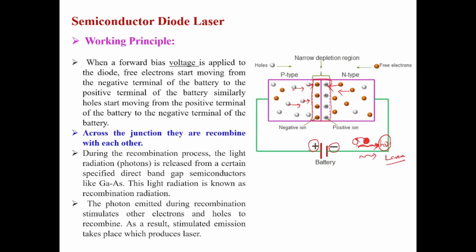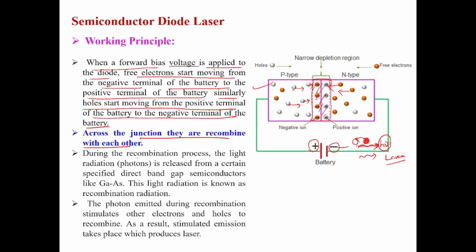This is the simple principle of the semiconductor diode laser. The same thing is written here. You can see, when forward bias voltage is applied to the diode, free electrons start moving from the negative terminal of the battery to the positive terminal. Similarly, holes move from the positive terminal of the battery to the negative terminal, as shown in the figure. Across the junction, they recombine with each other.